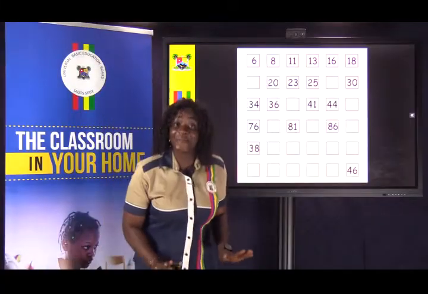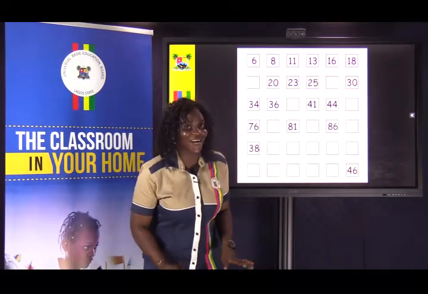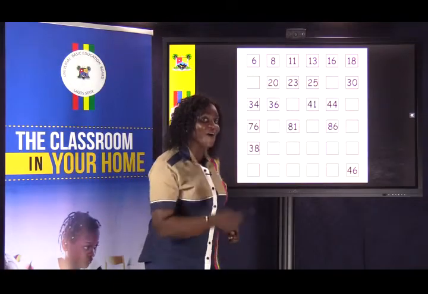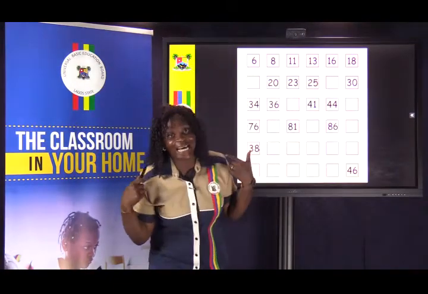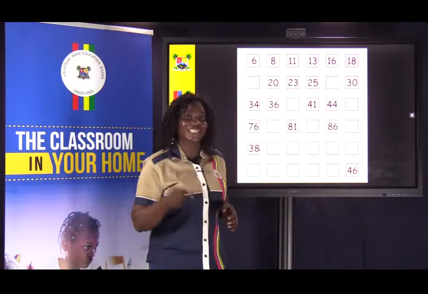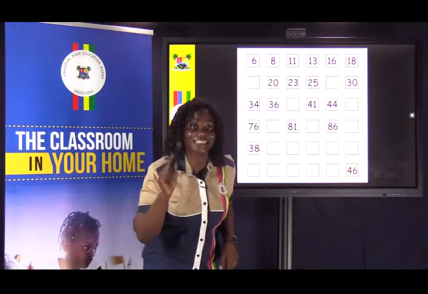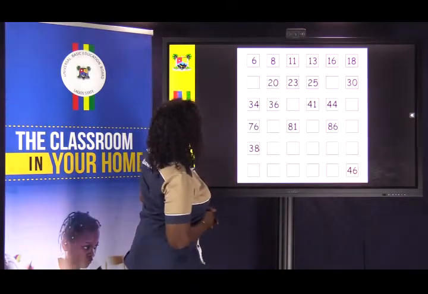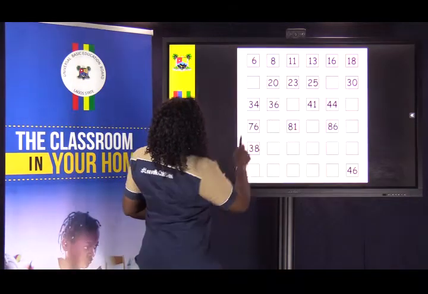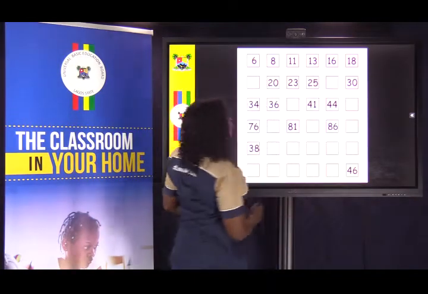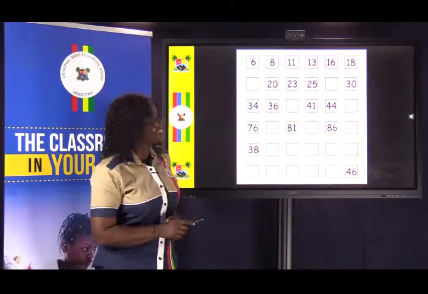Yes, pens down, pens down. It's 30 seconds and it's time up. Did you put on your thinking cap? Because it's quantitative reasoning. Yes, let's see. How did we come about 6, 8, 11, 13, 16, and 18?